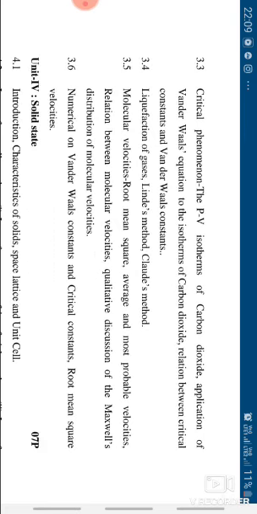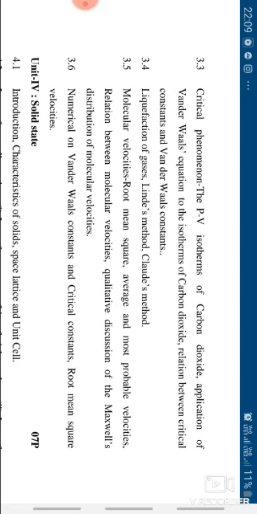Then the next is liquefaction of gases, and in that we will see Linde's method and Claude's method for the liquefaction of helium and other gases. The next is molecular velocities, and in that we will see RMS velocity, that is root mean square velocity, average velocity, and most probable velocity. Then we will see the relation between the various molecular velocities, and lastly a qualitative discussion of the Maxwell distribution of molecular velocities. We will see Maxwell's distribution.